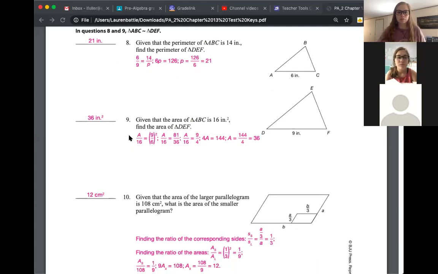Number 9, what if I'm given the area of the triangle? Remember, the area is equal to the square of the corresponding sides. So the corresponding sides, here they just flipped the proportions. They had 16 and 6 in the denominator instead. Is that fine? Sure. Squared that, 81 over 36, cross multiply, solve your proportion. So the area is 36 square inches. Make sure you have square inches because you're finding area. Any questions on 8 and 9?